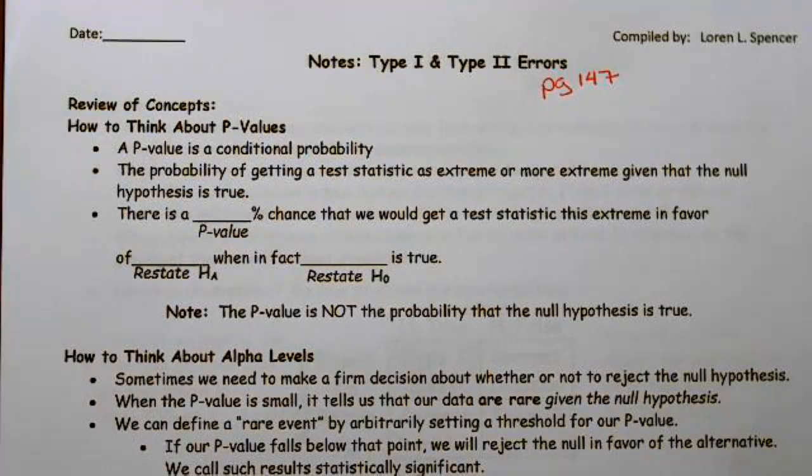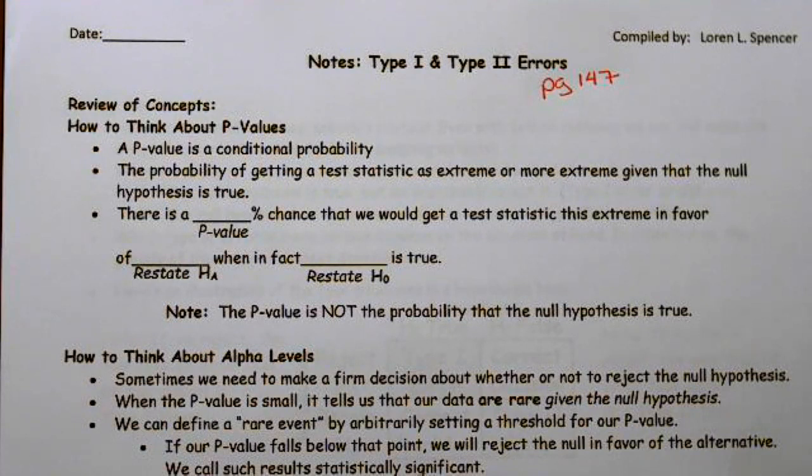Okay, so we're going to be going into type 1 and type 2 errors. But we want to start with a review of p-value and alpha, because having a good understanding of that is extremely important for errors, because essentially that's where our errors come from: those comparisons.